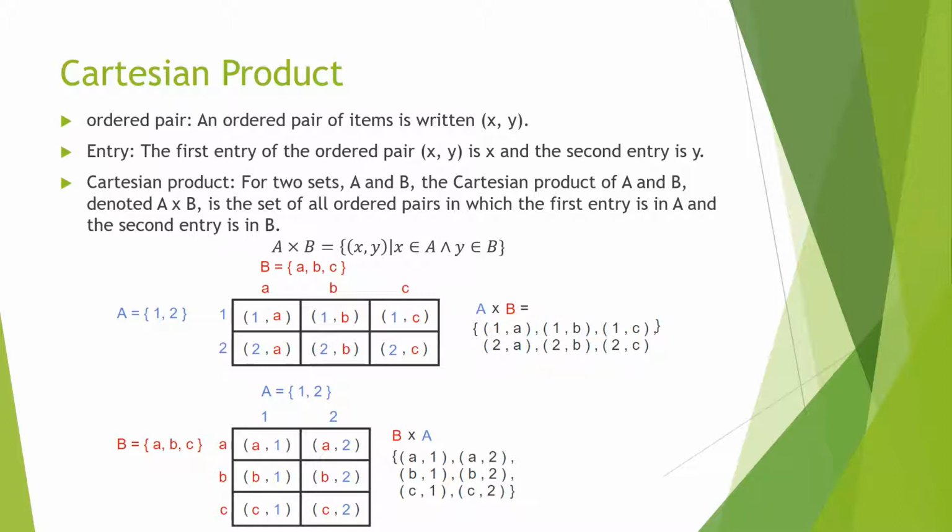In B times A, we have A and 1, A and 2, B and 1, B and 2, C and 1, and C and 2. So although we have the same number of ordered pairs, in each ordered pair we have a different order for the entries.